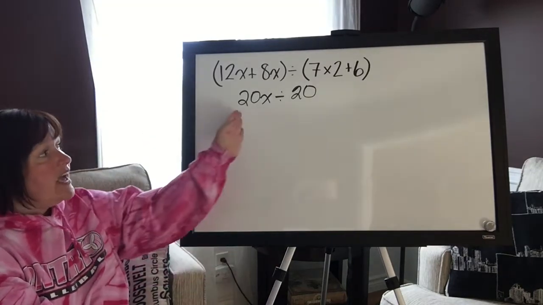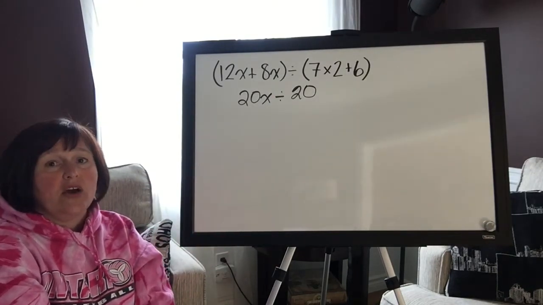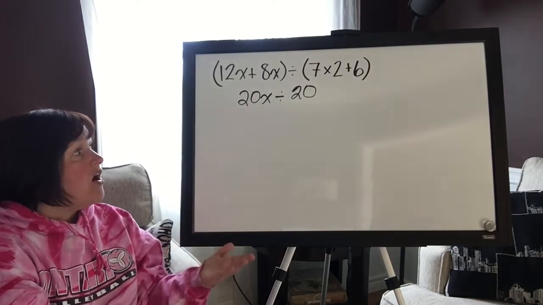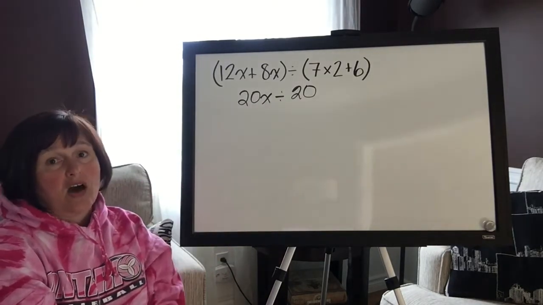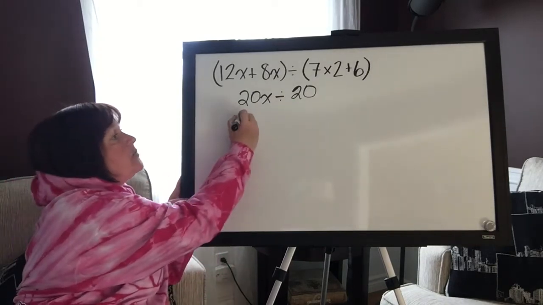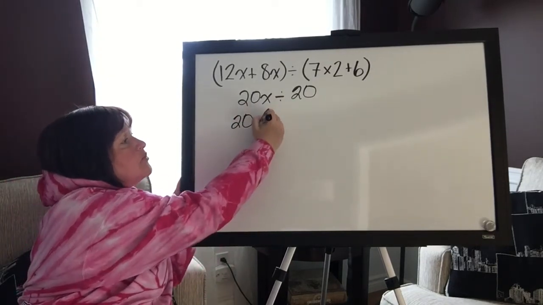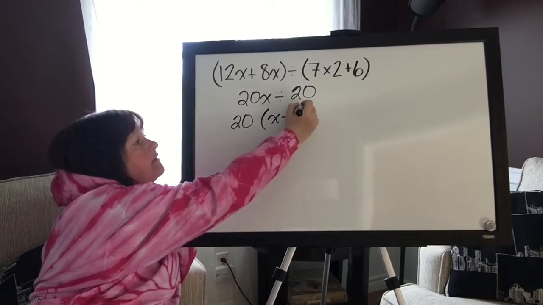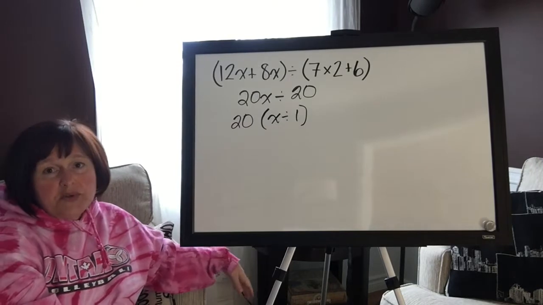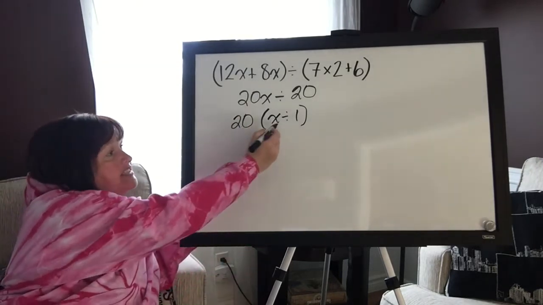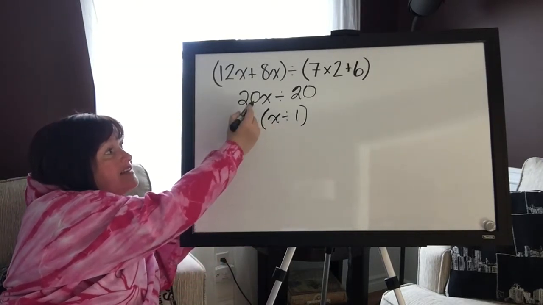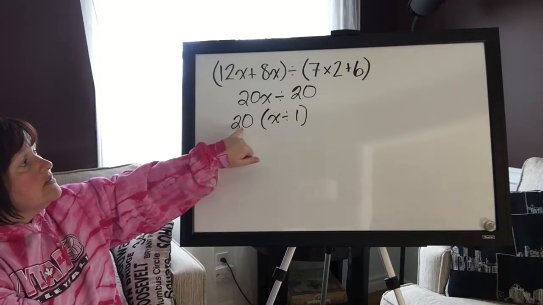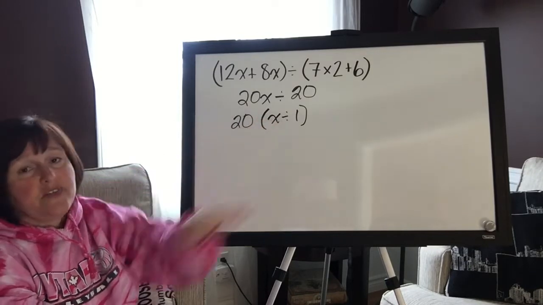I can take a look at the numbers on both sides and say, okay, are there any common factors between both of these? And there are. Obviously, 20 is a common factor. So I can pull out the 20, and then in the brackets, I can put x divided by 1. This is the factorization. 20 times x is 20x, and 20 times 1 is 20. So now we have 20 bracket x divided by 1.